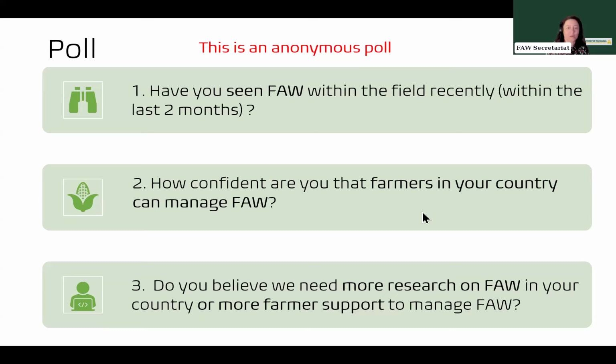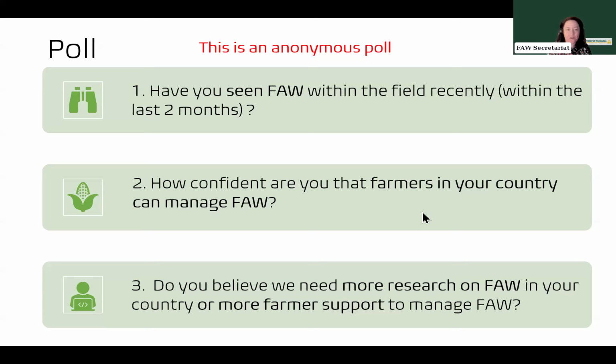Have you seen fall armyworm within the field recently? So within the last 2 months. We just want to know if you've been out and about and actually seeing some fall armyworm out there in the field in the last 2 months.